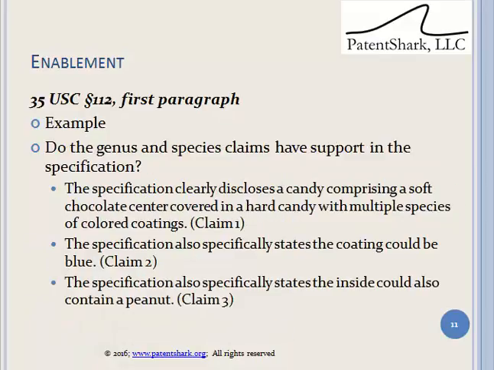So, do the species claims have support in the specification? Well, the specification clearly discloses a candy comprising a soft chocolate center covered in a hard candy with multiple species of colored coatings. That's Claim 1. Now, regarding Claim 2, the specification also specifically states that the coating could be blue. And regarding Claim 3, the specification also specifically states that the inside could be or contain a peanut.